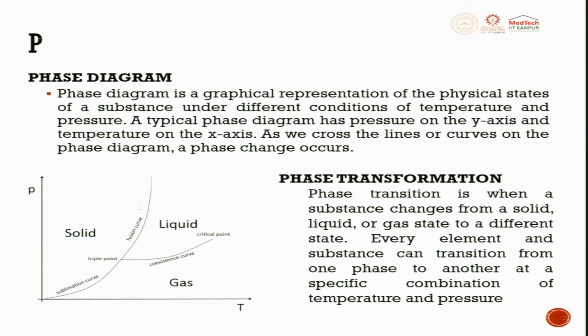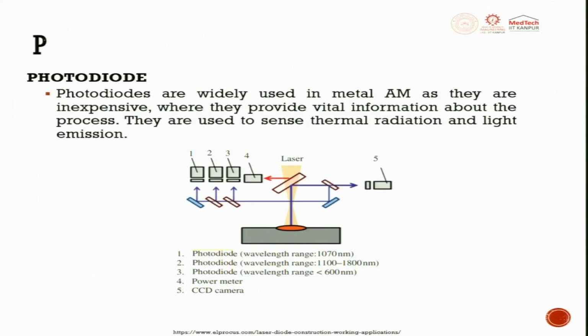A typical phase diagram has pressure on the y-axis and temperature on the x-axis. You can see here solid. So, this is a fusion curve, this is a triple point where it meets, and then you have a liquid, you have a gas. Phase transformation, or phase transition, is when a substance changes its phase from solid to liquid or from liquid to gas or vice versa. So, this is called transformation in phase.